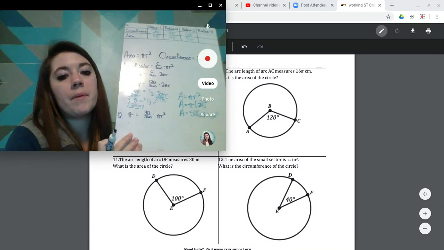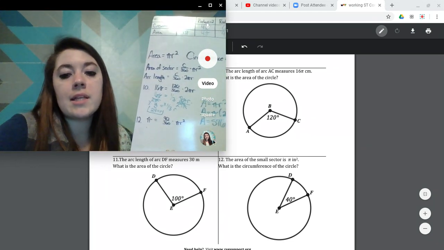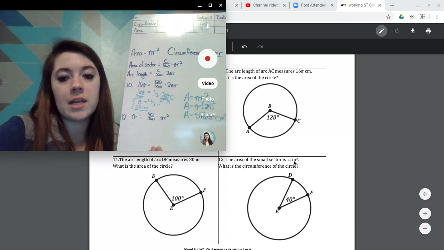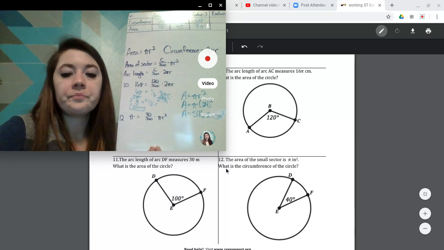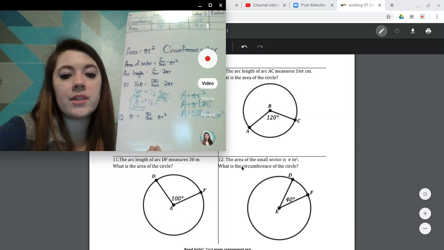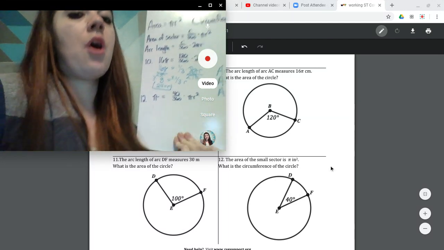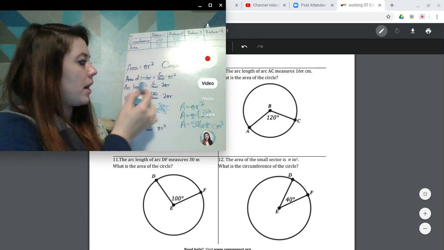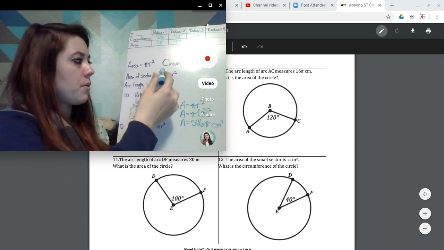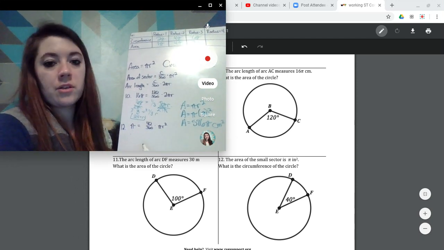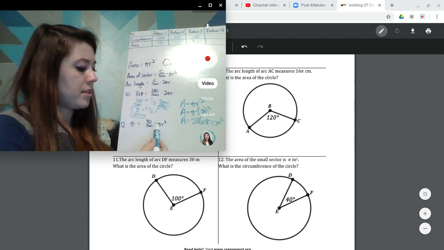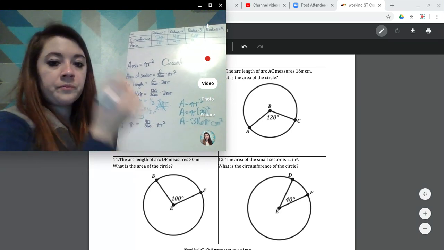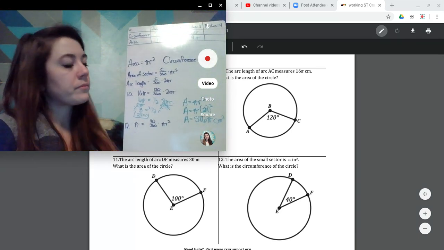Now we're going to look at number 12. Very similar. It's telling us the area of the small sector is pi inches squared, and this time we want to find the circumference of the circle. Being as I knew the area of the sector, pi equals the central angle, which it told me is 40, over 360 times pi r squared. So we have the equation there.